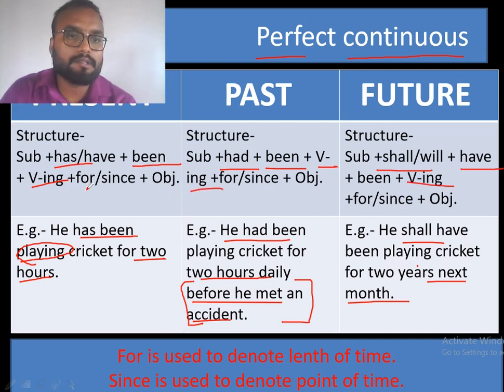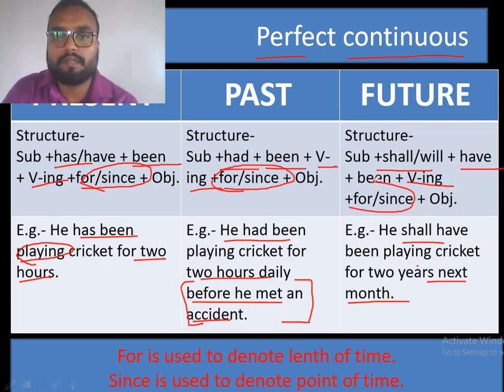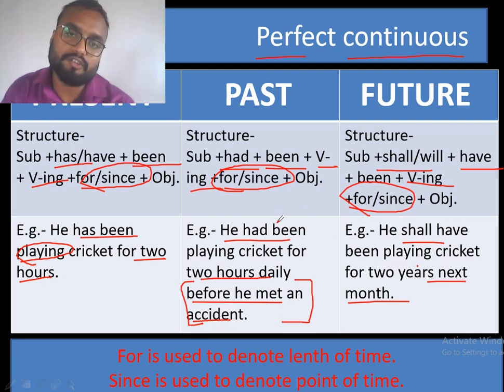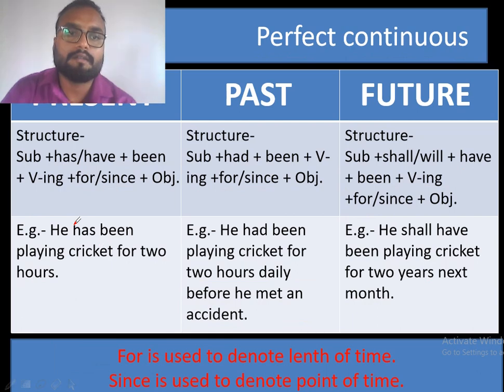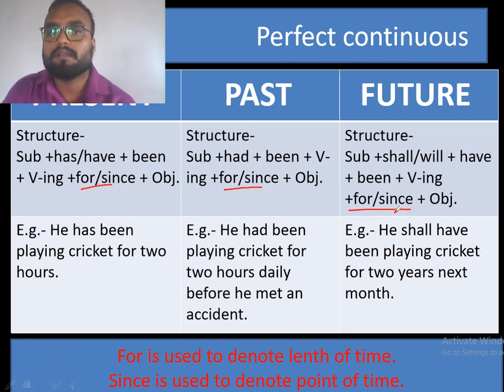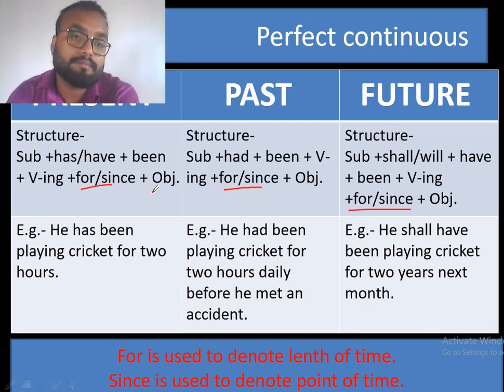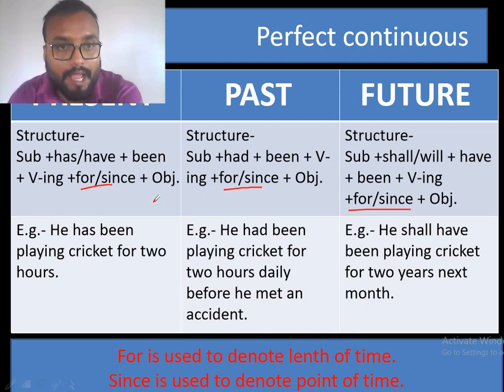And in every case you will see for and since is used. For and since was nowhere in any tense; it has been introduced in this one. So what is the significance of it? Because I told you that this tense gives us a sense of time as well: if an action is going on, then for how long it is going on. So to denote the period of time of that action, for and since are used.